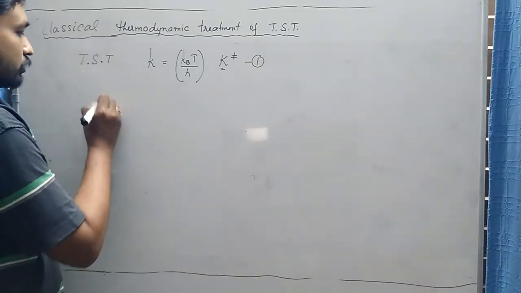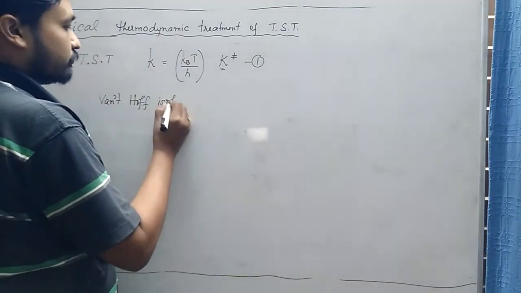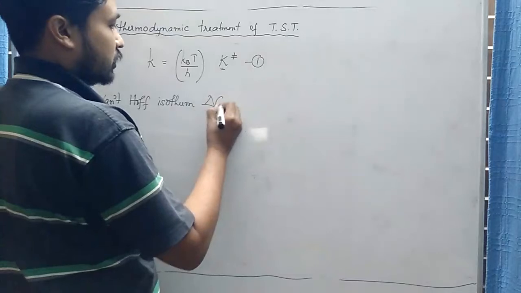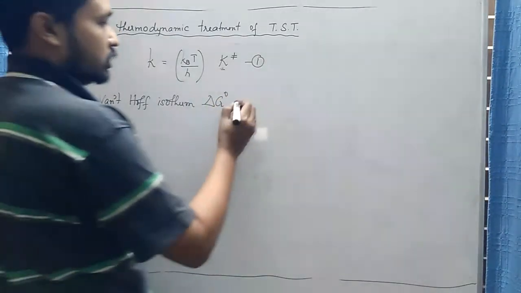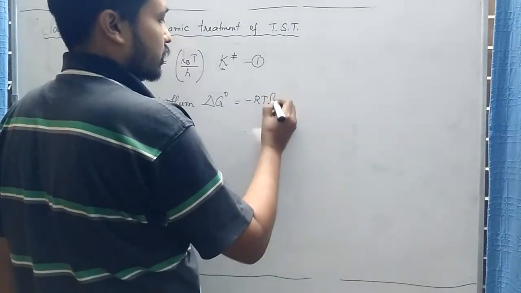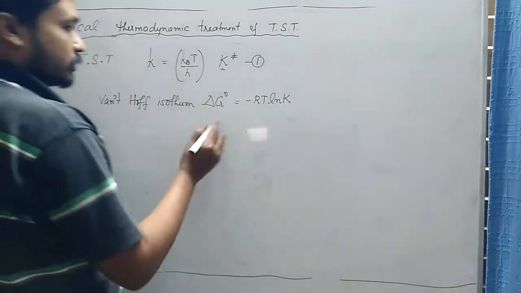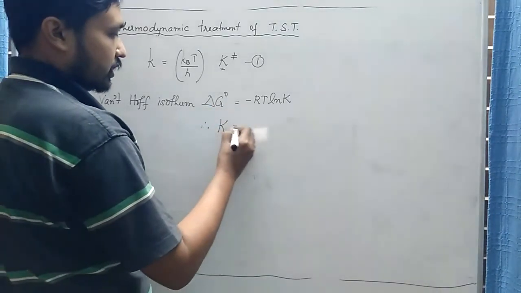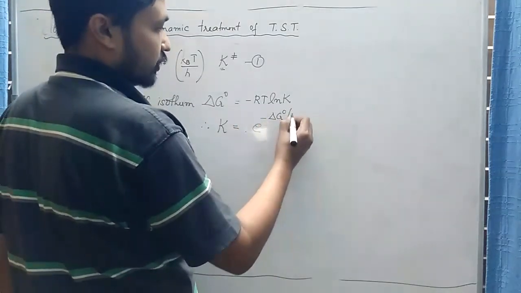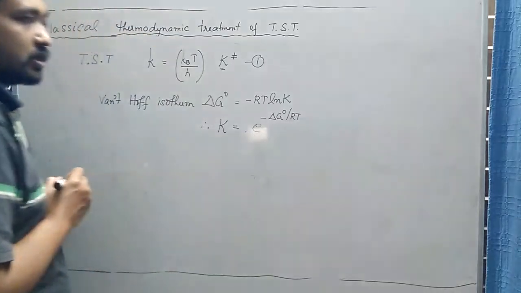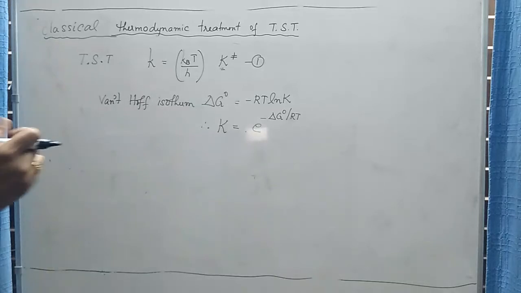We know according to van't Hoff isotherm, delta G naught, the change in the standard free energy of the reaction, is equal to minus RT ln K, where K is the equilibrium constant of the reaction. This can be rearranged and written as K is equal to e to the power minus delta G naught divided by RT. This is the relation between the equilibrium constant and the change in the standard free energy of the reaction.